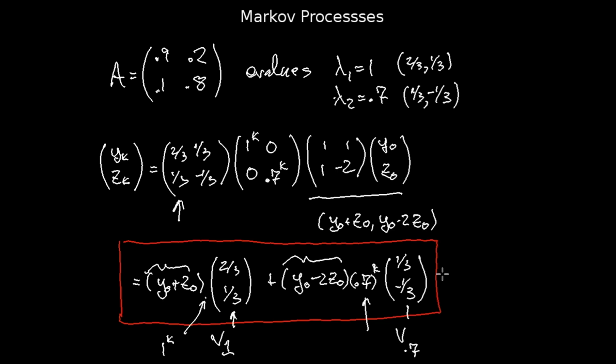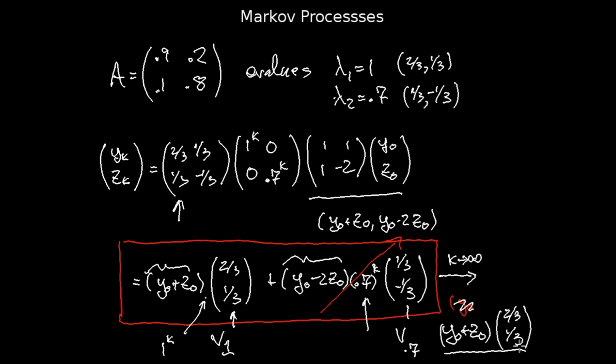And as I said a moment ago, the key thing is as k goes to infinity, this term just goes away. And what you wind up with is you approach y naught plus z naught, some fixed constant, times this 2/3, 1/3. And notice that because the eigenvalue is 1, you're not going out to infinity, you're actually just approaching this very finite multiple times the eigenvector.